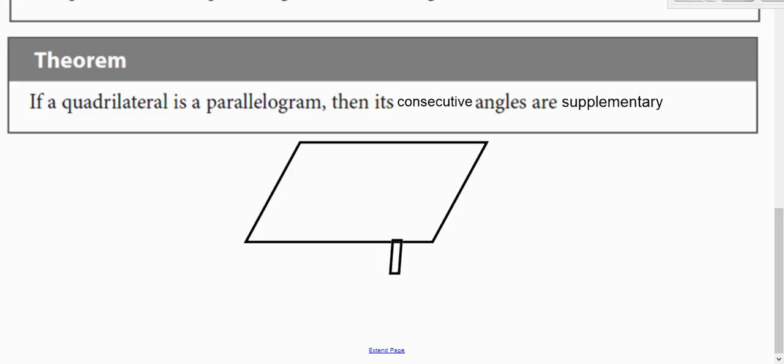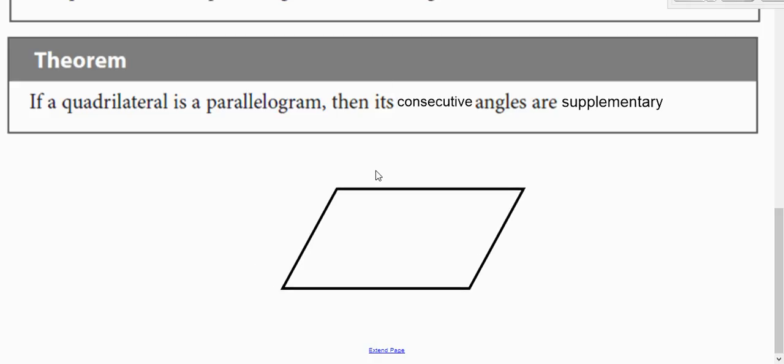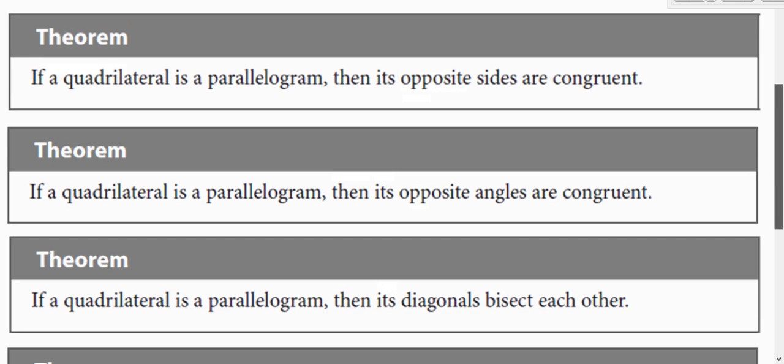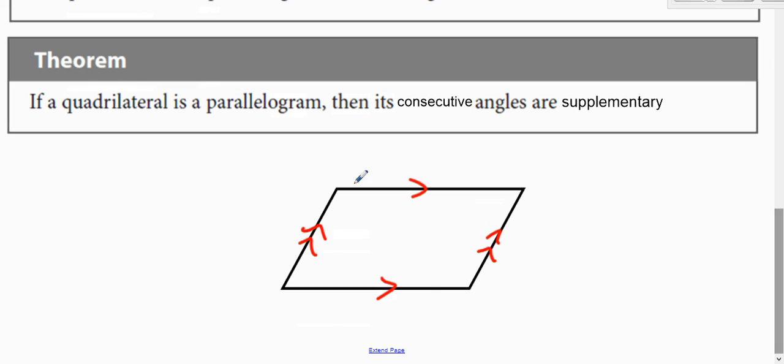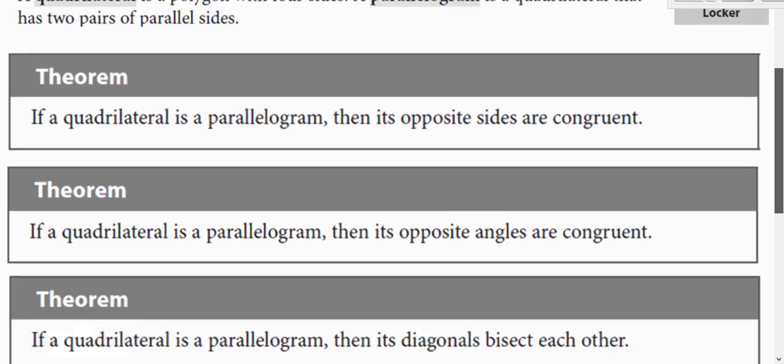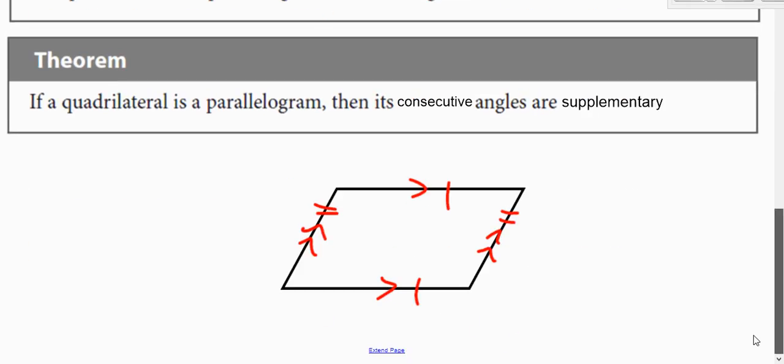So here's a parallelogram. By definition, the sides are parallel. By that first theorem that's up there, the opposite sides are congruent. So if we know it's a parallelogram, these sides have to be congruent, and these two sides are congruent. Also, the second one says opposite angles are congruent. So these two angles will be congruent, and these two angles will be congruent.